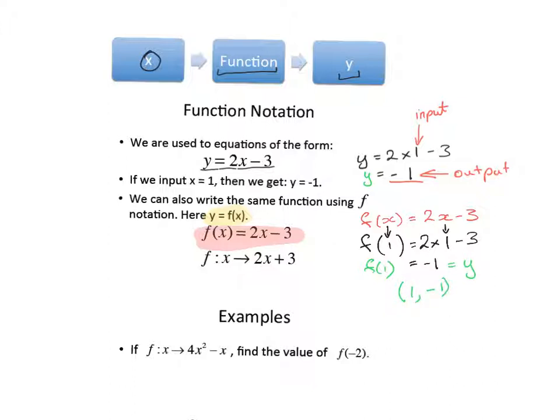And another type of f(x) notation is this one here, f dot dot x, it's like this is saying x becomes 2x plus 3. That's only occasionally used. The first one is definitely more common.